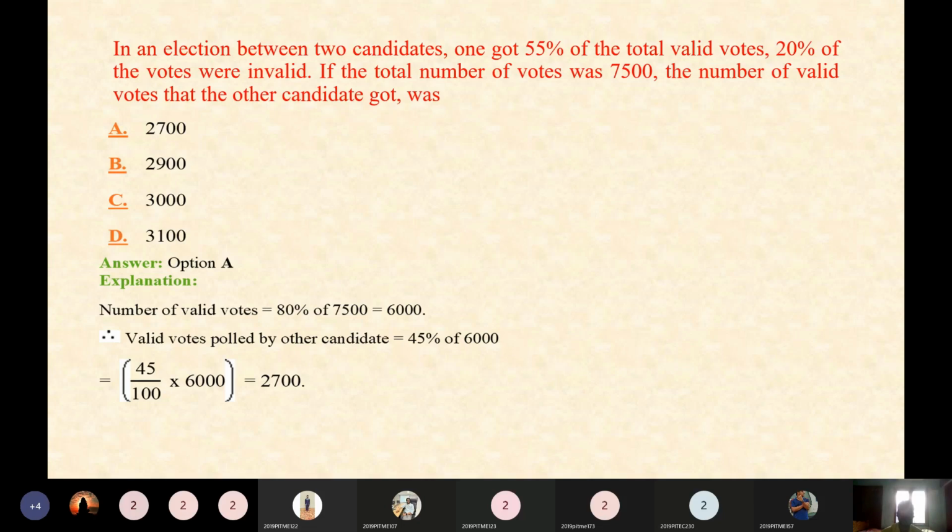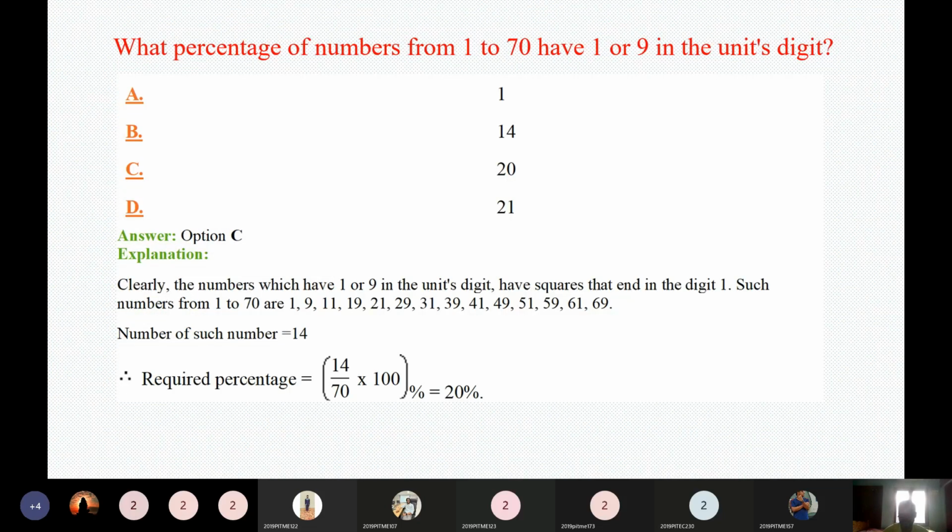So the 55%, which one person got, means around 3,300. The other person got how much? 2,700. So what is the option? Option A is correct. Okay. Do you have any doubt? Right, so go to another problem.